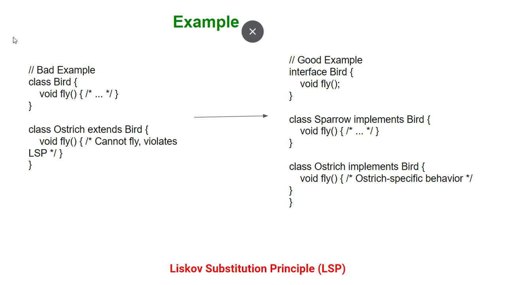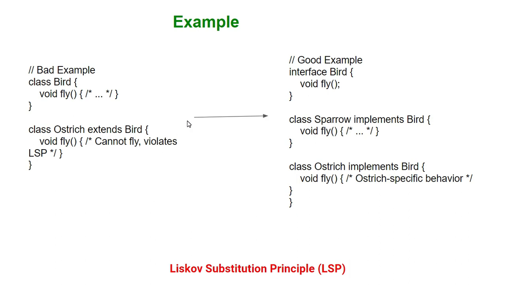So this is a simple example, a bad example, and how we can modify this bad example to make it a good example. For example, we have one class Bird, and Bird has one method, void fly, which is an implemented method. We have provided the body here. And we have one more class, Ostrich, which extends Bird, and here we have provided our own implementation. It means we are overriding this fly method. So cannot fly violates the Liskov substitution principle.